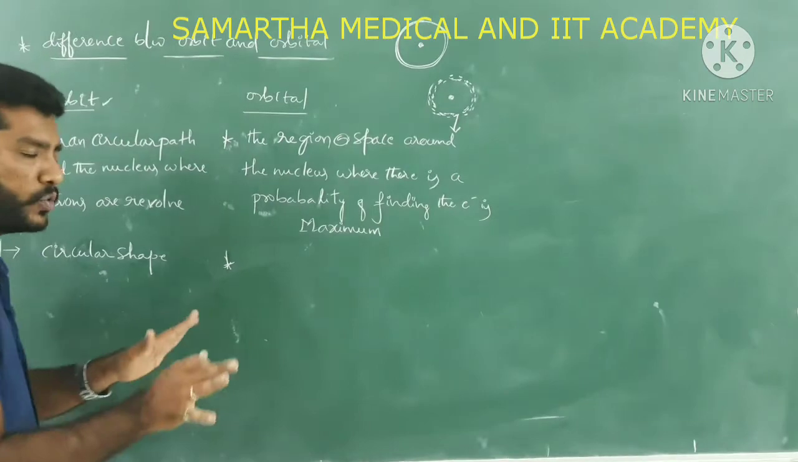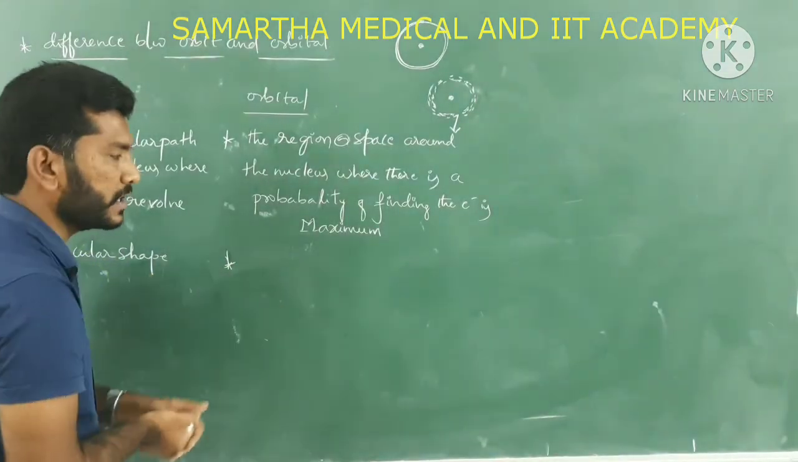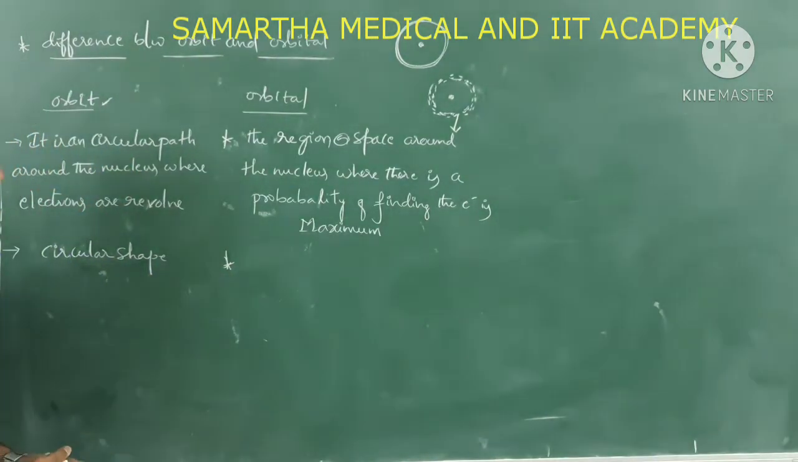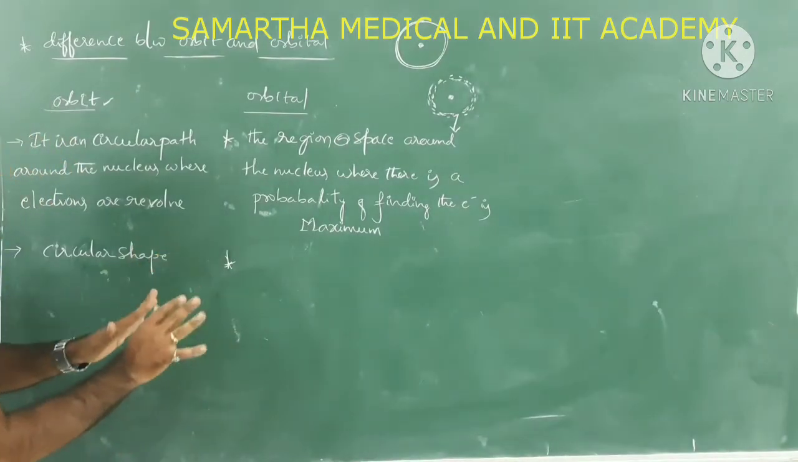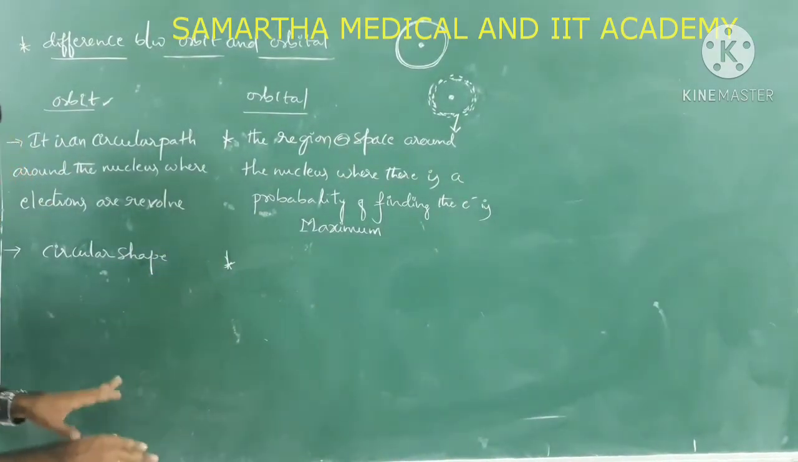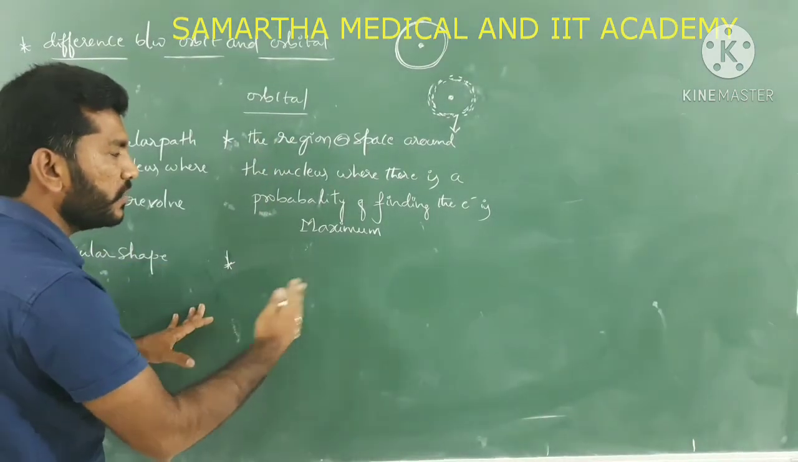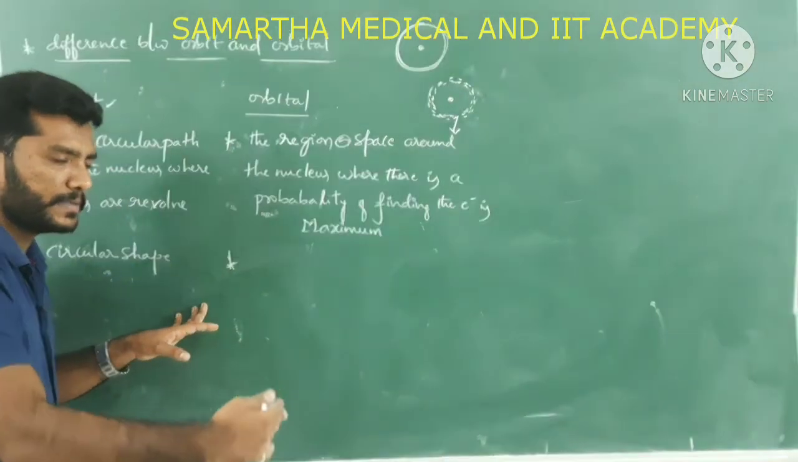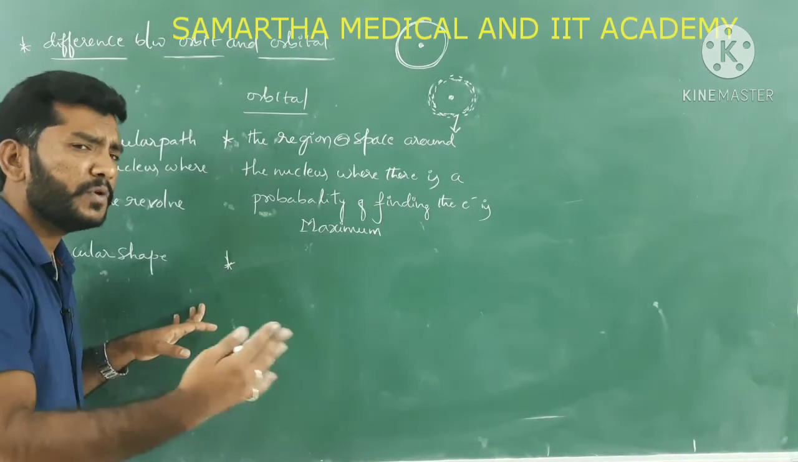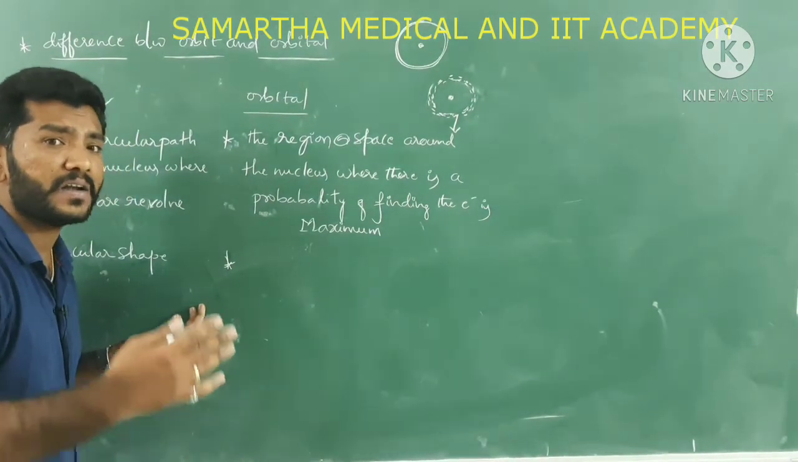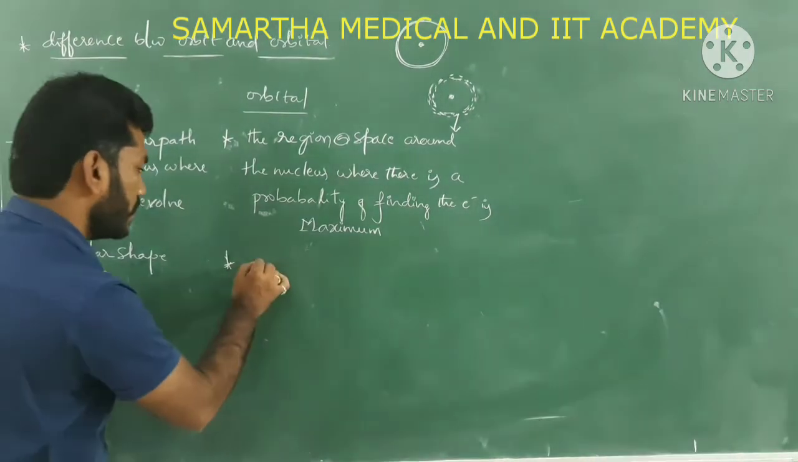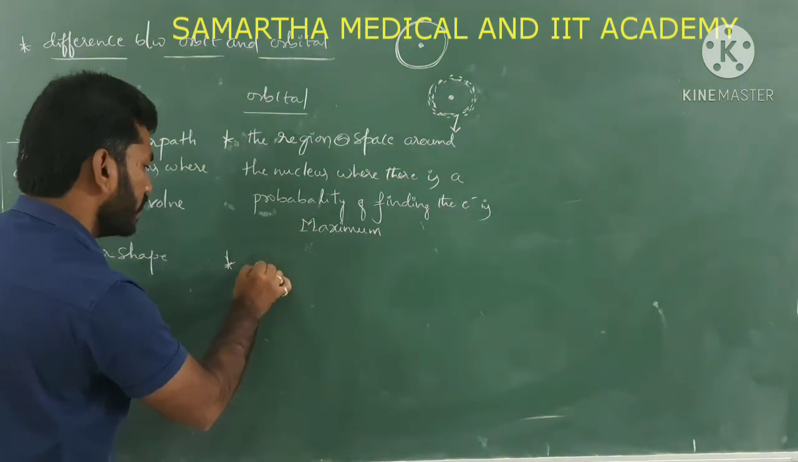But guys have to know that shapes, we will discuss that in upcoming sessions in detail, okay. But we have to know this particular thing right now, that's it. Orbit is a circular shape, and for orbitals we have four different types, that is s, p, d and f. These particular orbitals have different shapes, guys, okay.